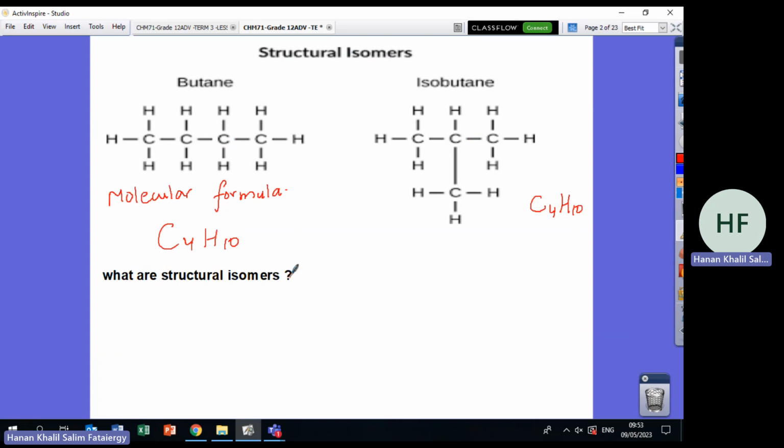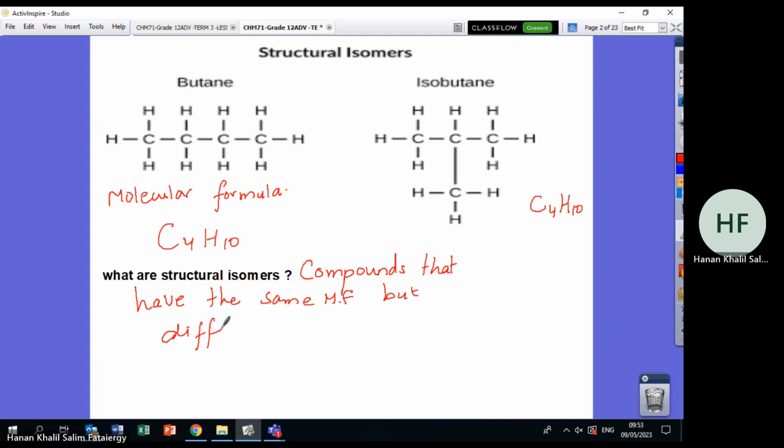And what are structural isomers? Structural isomers are compounds that have the same molecular formula, but different structure. Okay, that means different drawing.